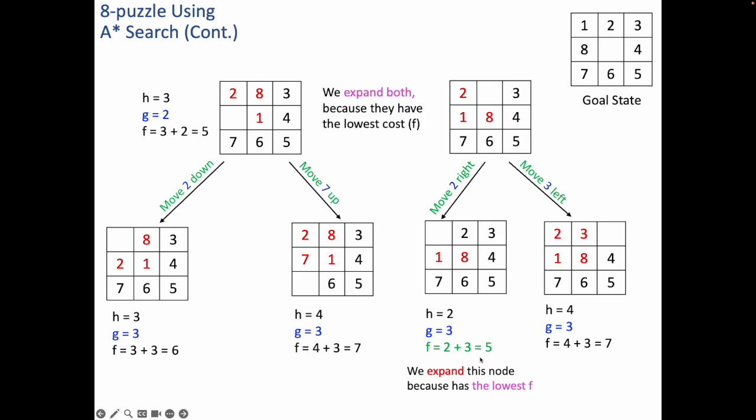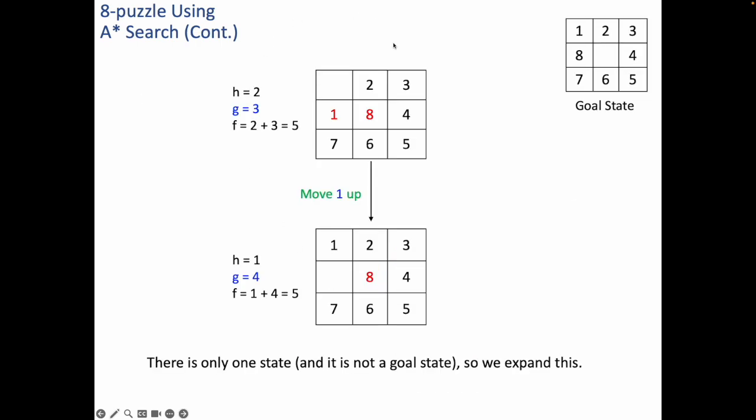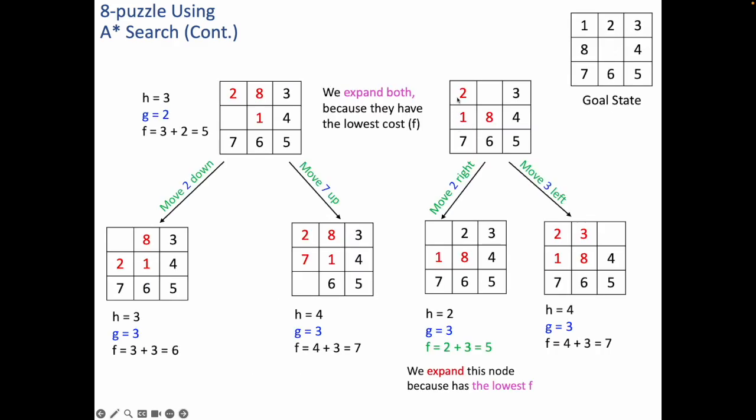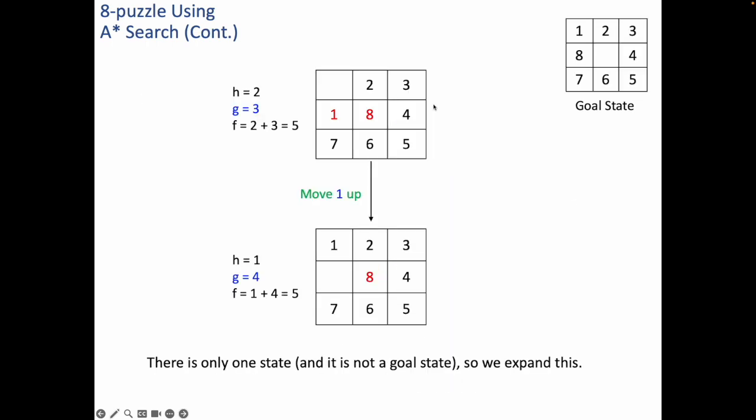I won't go into details anymore. From here, we could have 2 moves, moving 1 up or moving 2 left. Moving 2 left causes a state that we have already visited, so we don't do that. We can only move 1 up, which gives us this state. We calculate the heuristic, which is the number of misplaced tiles, that is 8 here. G is 4, because that's the depth, increased by 1. And then the total cost, which is 5.